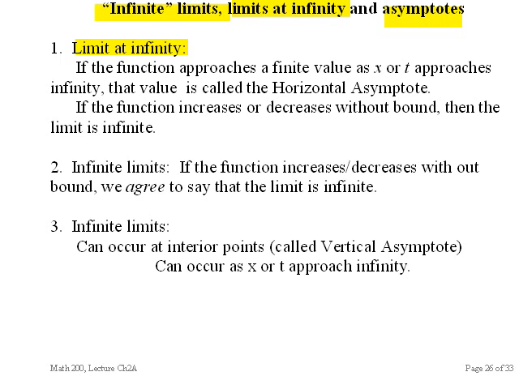And for infinite limits, if you approach an infinite limit at an interior point, that point is called a vertical asymptote. Of course, it can approach an infinite limit as x or t approaches infinity, but in that case it doesn't have a name. So you see these three concepts, infinite limits, limits at infinity, and asymptotes, are all sort of overlapping. Here's some examples.